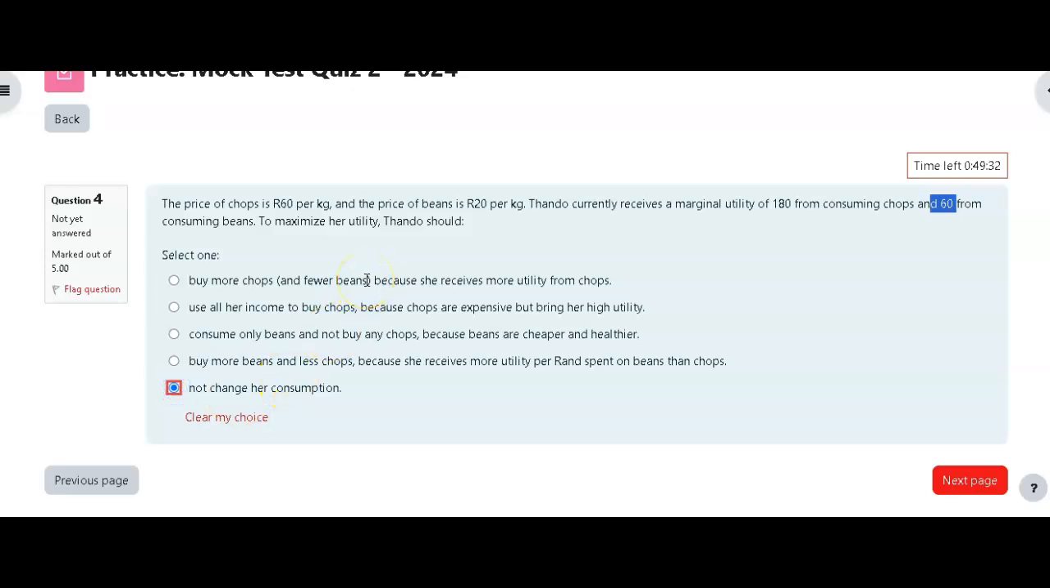Because they're both equal in marginal utility per rand, that means she should not change her consumption. At the end of the day, she's getting satisfaction from both equally. She's not getting more satisfaction from beans than chops. You know what I'm saying? It's both equal, so she's getting happy from both things. She's not getting sad. So do not change her consumption. Why change your consumption?